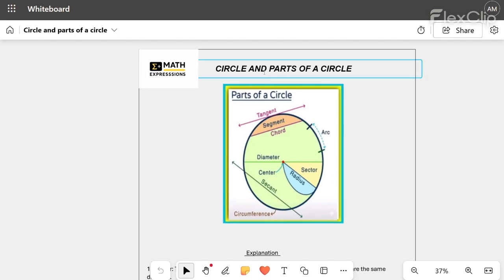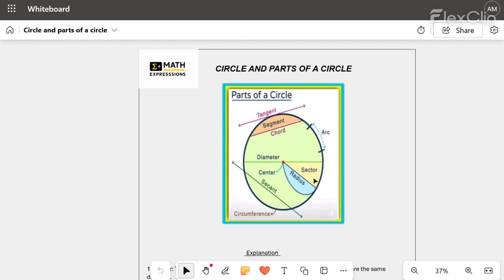In this video, we'll be looking at our first topic under the circle session, which is circle and parts of a circle. Before you here is a picture of a circle and its parts. As you can see, all the names labeled at different parts of the circle are parts of a circle. And in this video, we will be looking at a very simple meaning of all these parts of a circle.